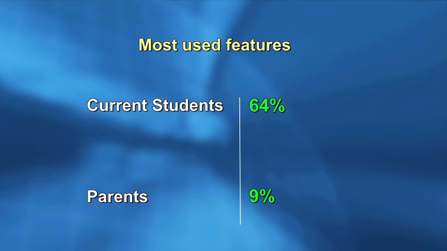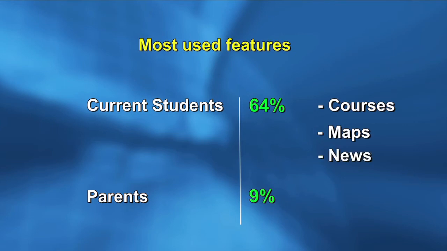The three most used features by current students are courses, maps, and news. One thing that we were very surprised by was the high use of the app by parents. The two features used most by parents are the news features as well as the university alerts.